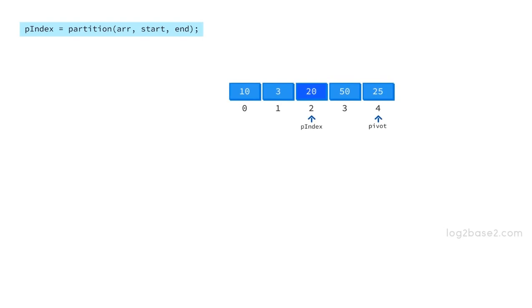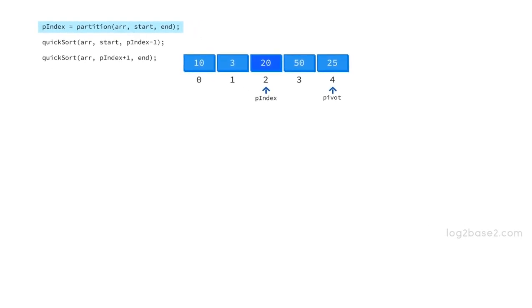Now, we need to recursively sort all the elements before p-index and after p-index. So there will be two recursive calls. One is quicksort of ARR, start, p-index minus 1. That is from the starting index to p-index minus 1. That is the elements before p-index. We will not include the p-index here because it is already sorted. And next is quicksort of ARR, p-index plus 1, end. That is from p-index plus 1 to end. That is the elements after p-index.